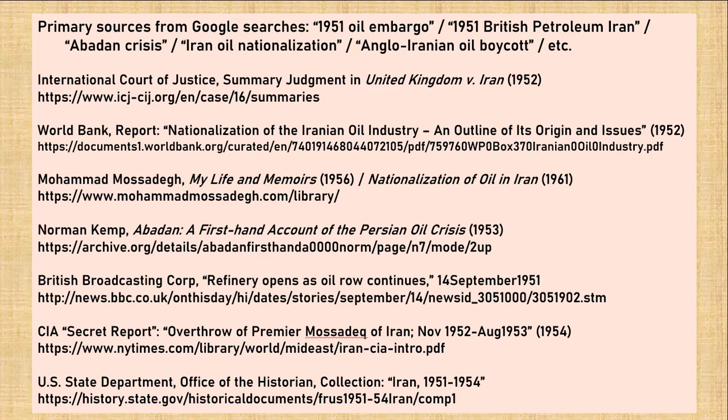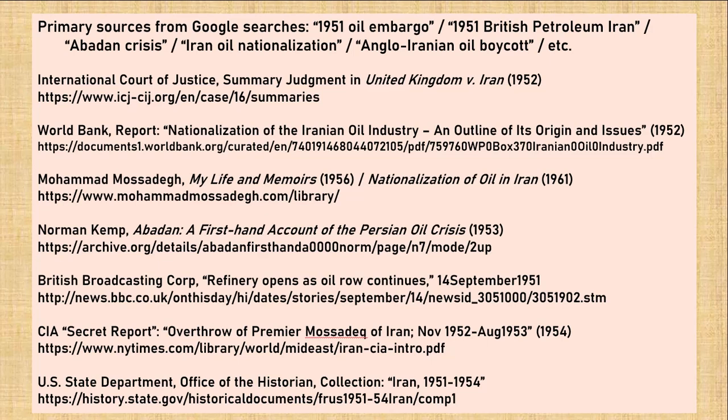I found we've mentioned Mohammad Mossadegh, the Prime Minister of Iran. He has a website devoted, it's just called MohammadMossadegh.com, library, and it's full of his works. I found these two among those listed in the works that appear particularly relevant to this topic, right? His life and memoirs, I'm sure, will tell the story of his trial and imprisonment, and the nationalization of oil in Iran, I expect, will tell his plan, right? His public policy plan for nationalizing oil.